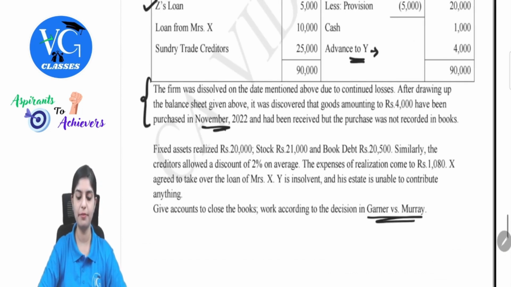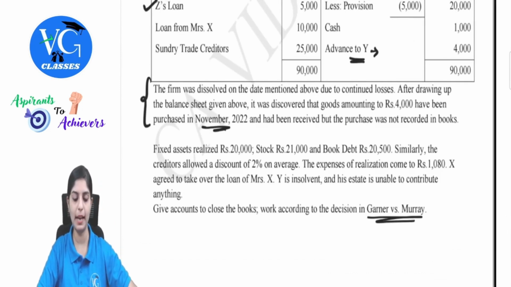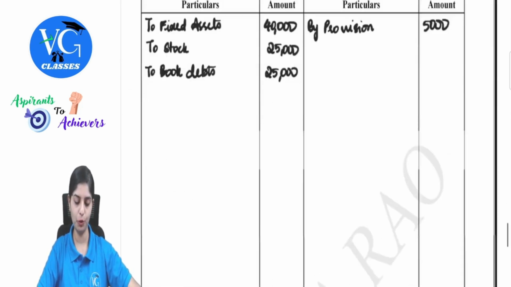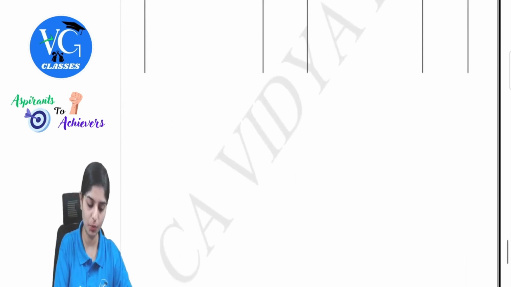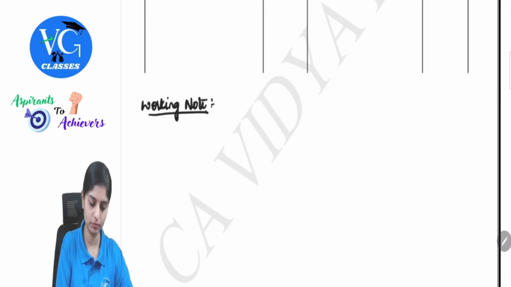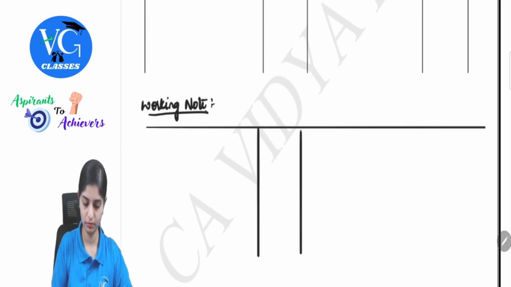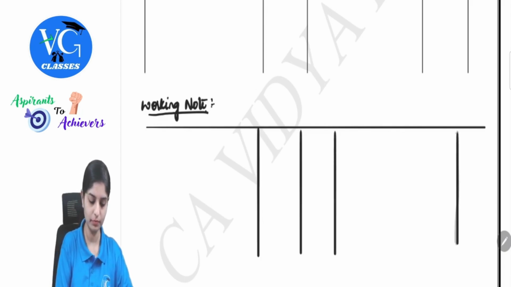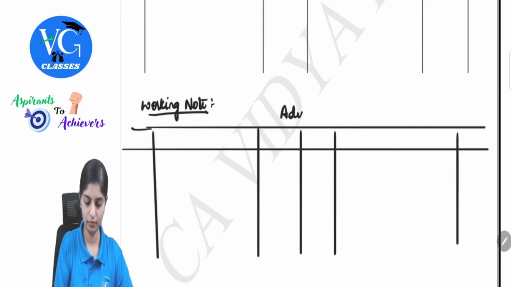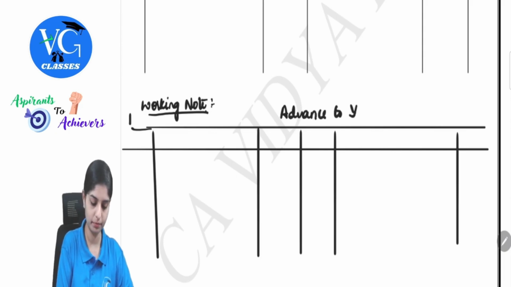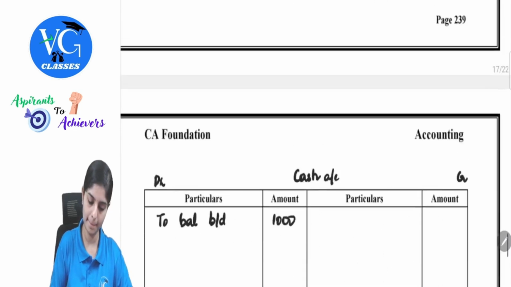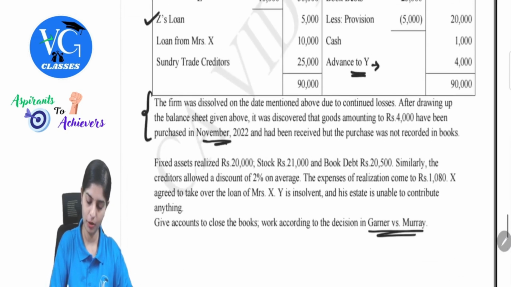There is advance to wife. That means the firm has a receivable balance from the partner, 4,000. So we can make this as a working note. Advance to wife. To balance brought down 4,000.